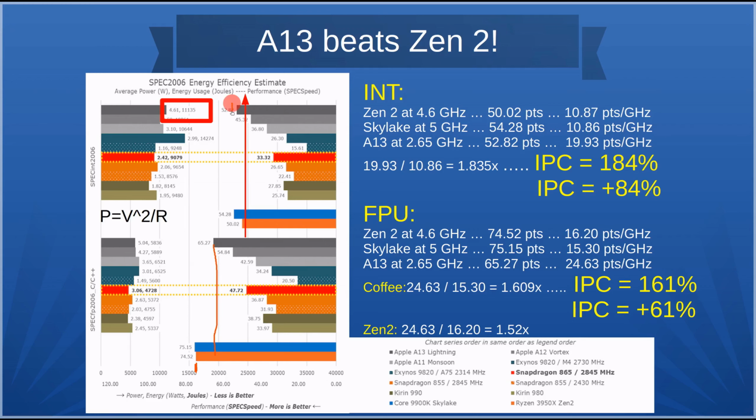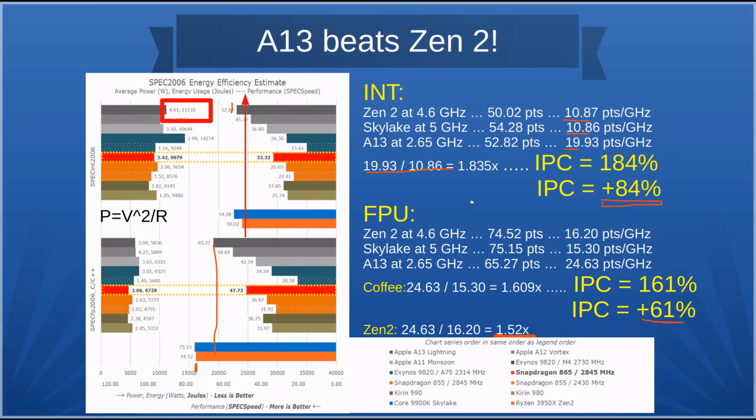Apple is stronger in integer when we calculate the performance per gigahertz and make a ratio here. We will get that Apple, in this SPEC 2006 benchmark, is faster by 84%, but in floating point it is only 60% faster, and Zen 2 is losing. Apple A13 has a 52% higher IPC than Zen 2.